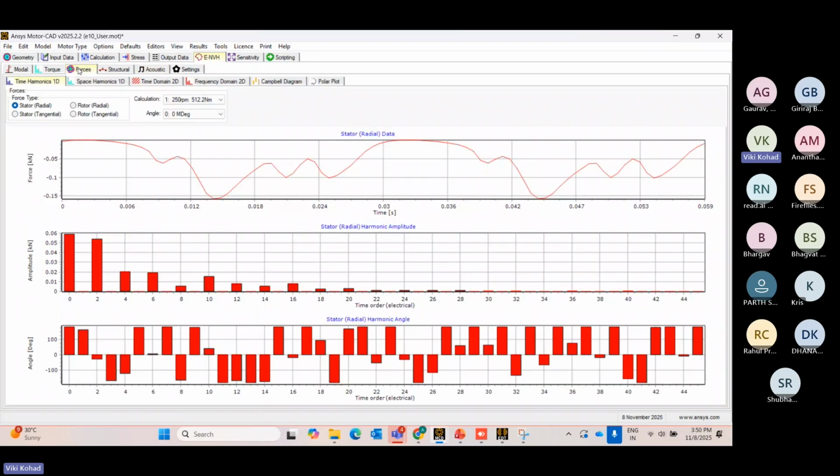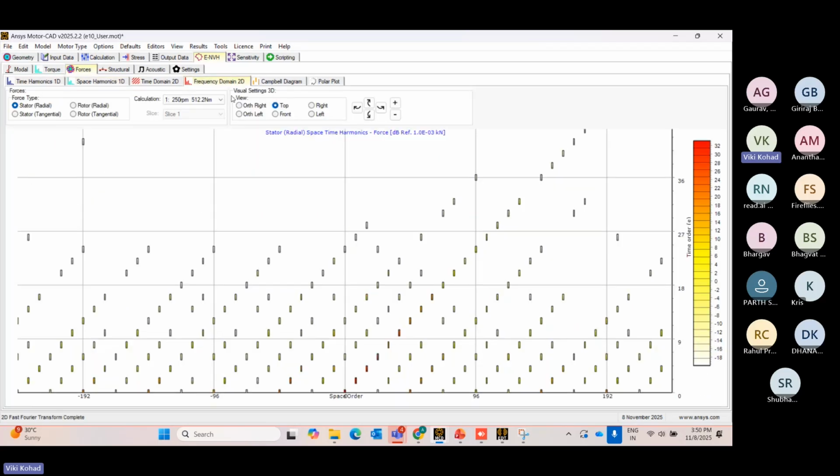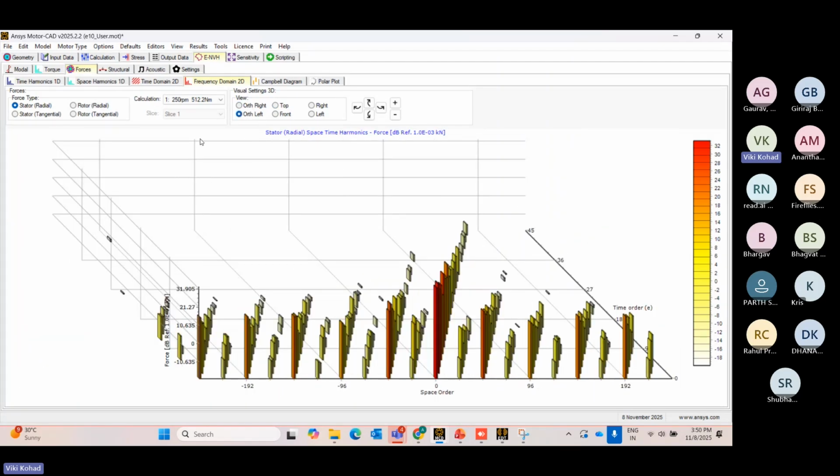Then you can see the forces here. The force value is also there on the basis of time and harmonic amplitude. Here the harmonic amplitude and the force value. These are the space harmonics. You can see the frequency domain 2D. Here the same thing is there.